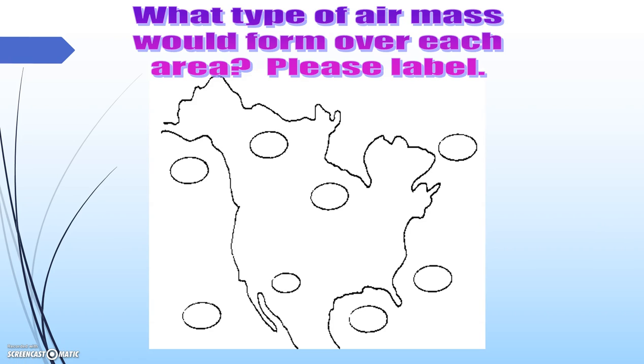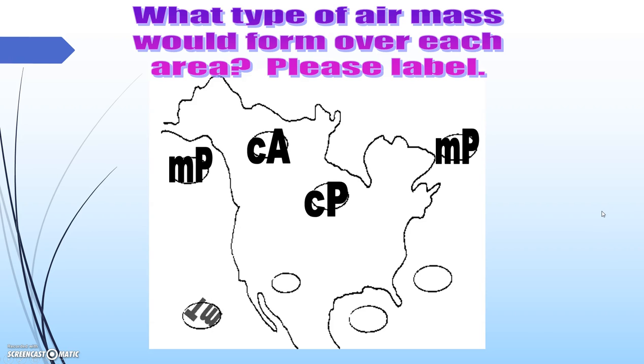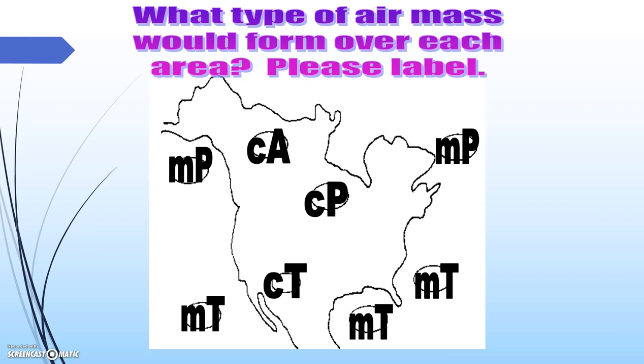Here's your first type of assessment. What type of air mass would you form over each area? Please label them. Once you've labeled them, we'll check our answers. Remember, is it over water? Then it's maritime. If it's over land, then it's continental. Then deal with the temperature, tropical, polar, or Arctic. I hope you got them all right.